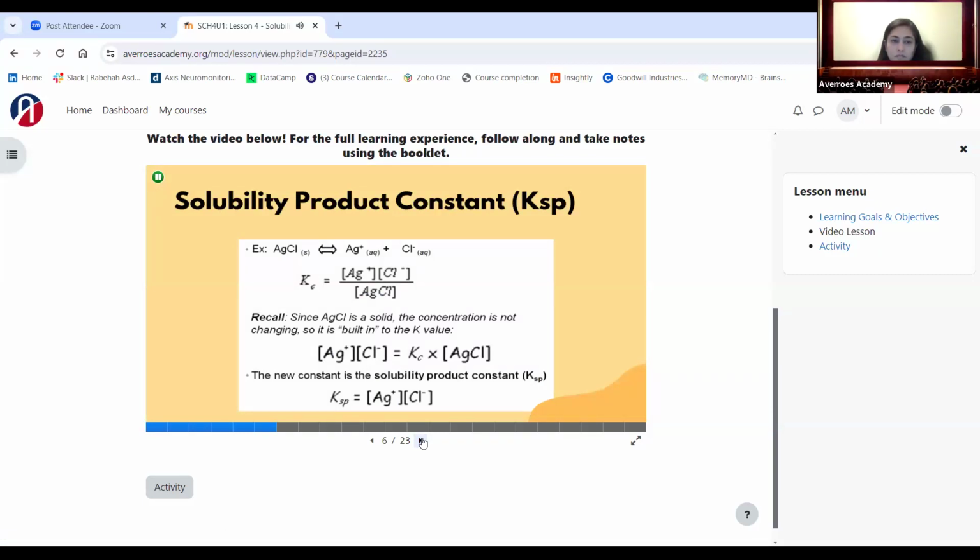But recall, since silver chloride is a solid, the concentration is not changing. Remember, this only applies for aqueous or gases. So it's built into the K value, so we can take that part out. It's already included in our KSP value. So the new constant is the solubility product constant, or KSP. So without the concentration of our solid, it's just the concentration of your silver ion times the concentration of your chloride ion.